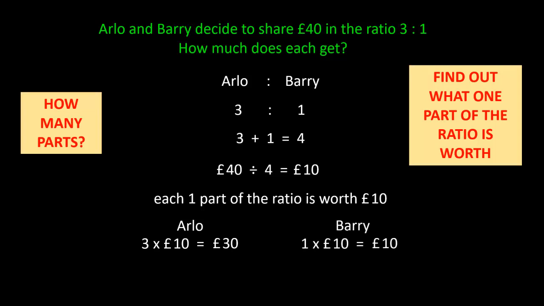£10. And we finished there, that's the answer, but we normally try and do a little check. Let's just check that the amounts we've got add up to the total, and they do. 30 plus 10 equals 40. Okay, let's have a look at another one.